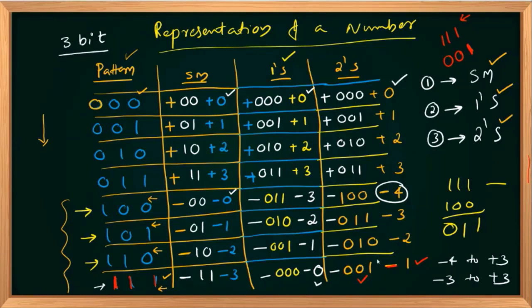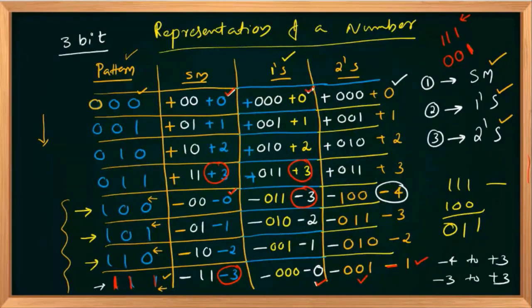Okay. So three different representations. Please note that in your signed magnitude representation, I could represent from -3 to +3, including two zeros. Similar to that, in the case of one's complement representation, +3 and -3 are the extreme values, and again two zeros.